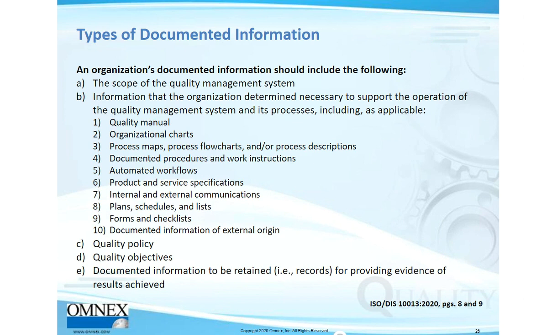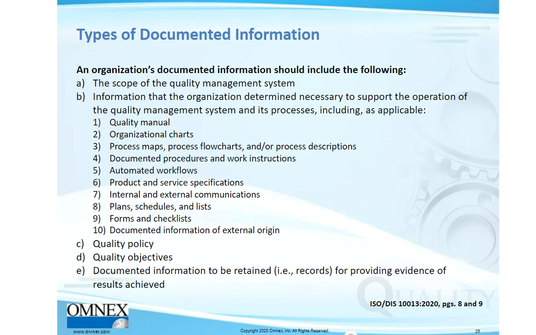Okay, so this is what we have as an organization's documented information, from the scope to the information organized as a quality manual, charts, process maps, all the way to reference documents from outside the company, number 10 there. Folks, immediately don't jump on the team saying quality manuals are no longer necessary. Here, it's a guidance document. Many of your auditees have quality manuals. IATF requires quality manuals. AS 9100 requires quality manuals.